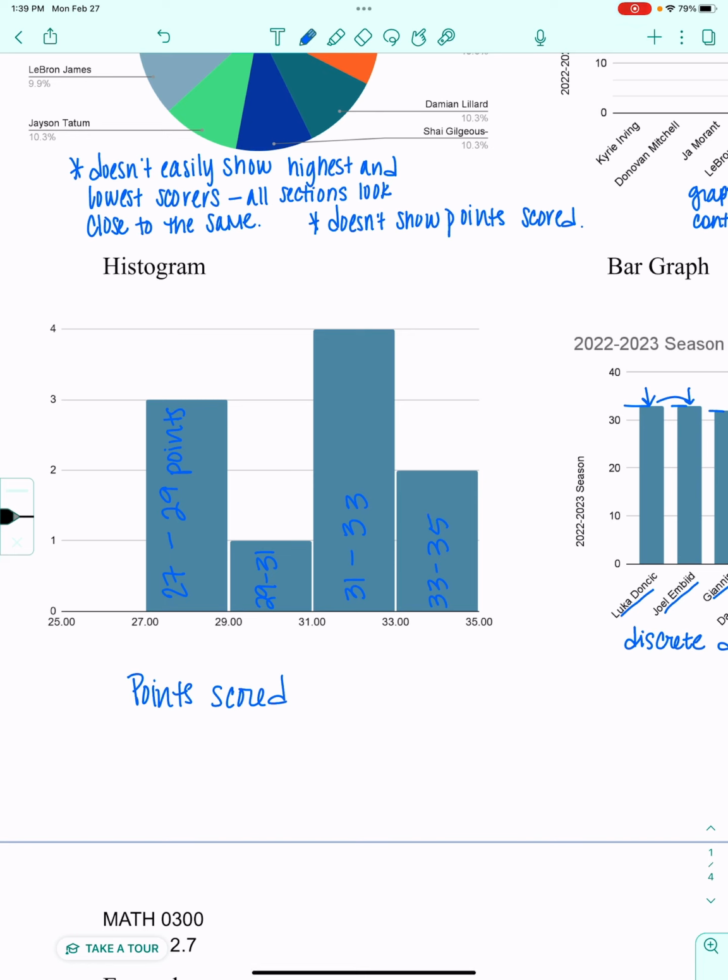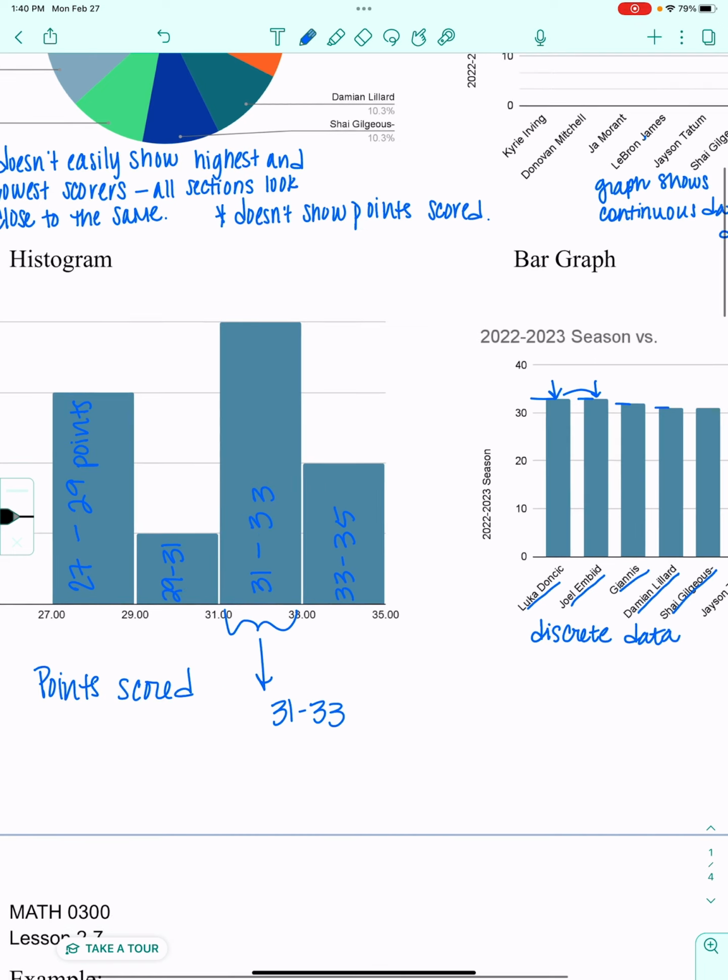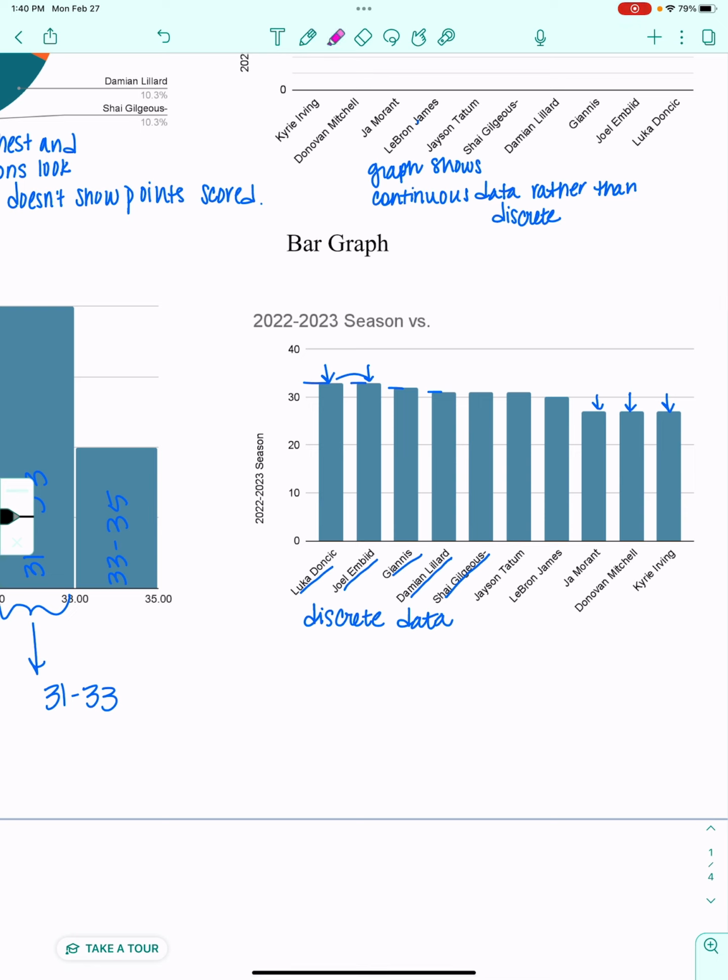One thing I notice is that it very clearly shows which category most of the players fall into. Most of our players fell into this 31 to 33 points per game category. So that is useful information, but it doesn't show the points per game like the bar graph did. So in this particular case, I would say that the bar graph probably has the best representation of individual points scored per game than the rest of them.